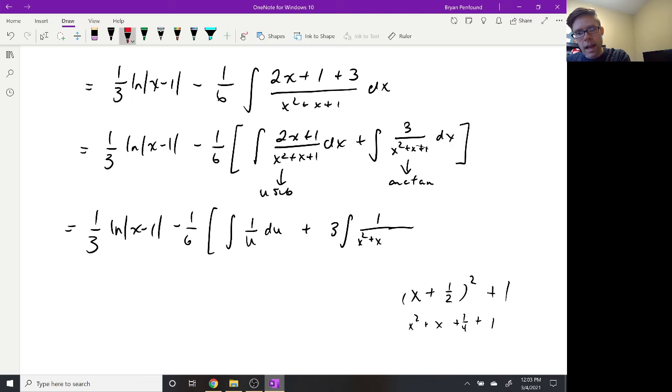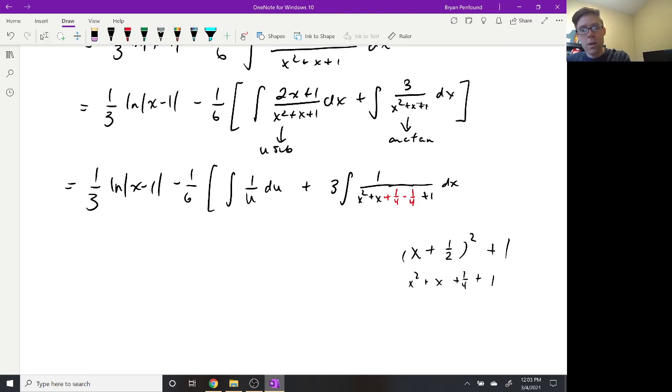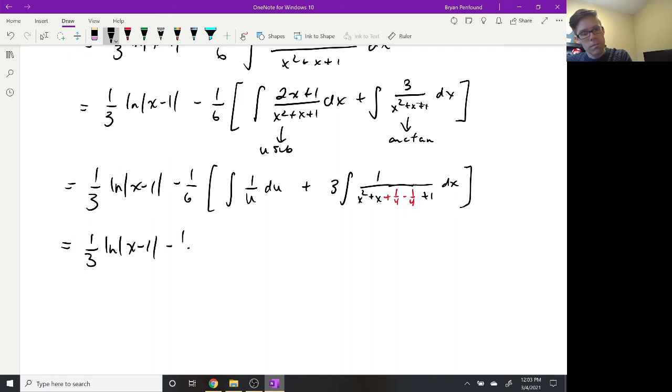That's what I'm going to do. I'm going to add a quarter in and subtract a quarter. And that's going to allow me to complete the square in this final integral. Okay, in the middle, obviously we get a natural logarithm of u.